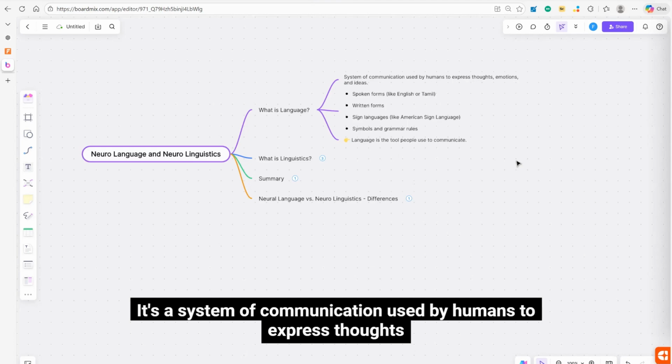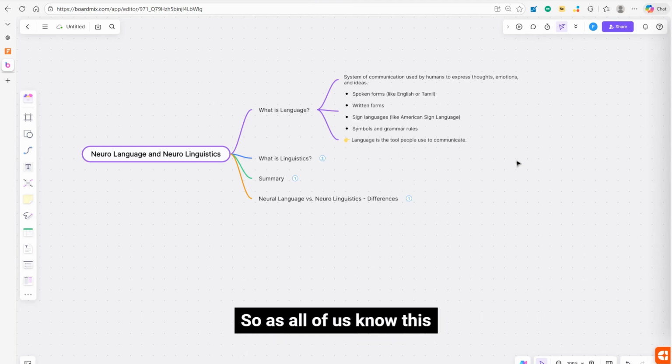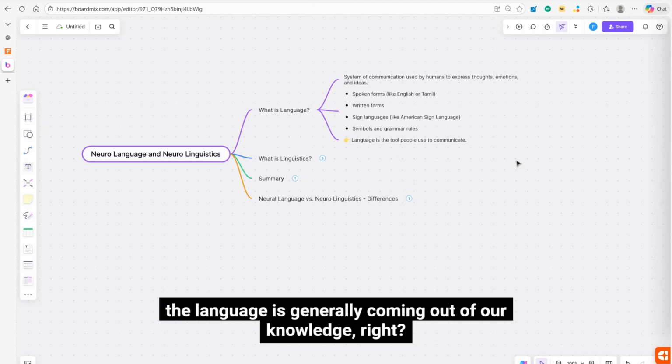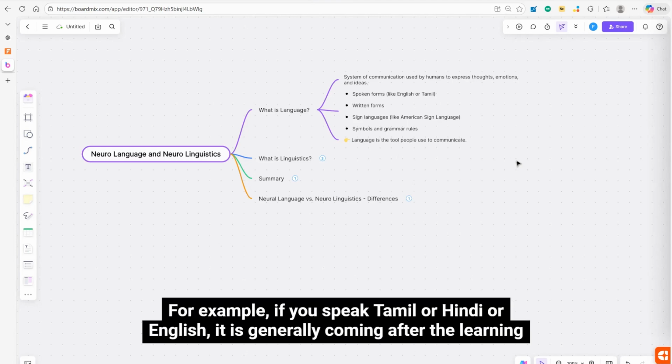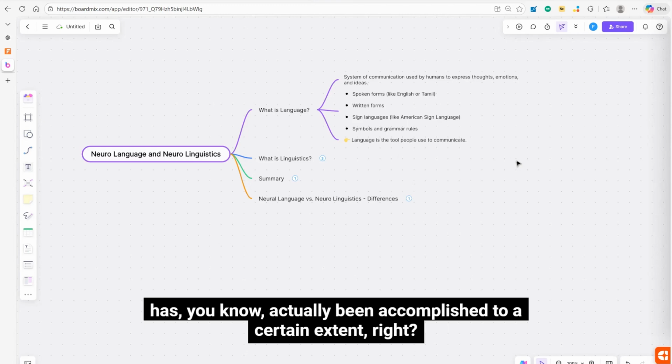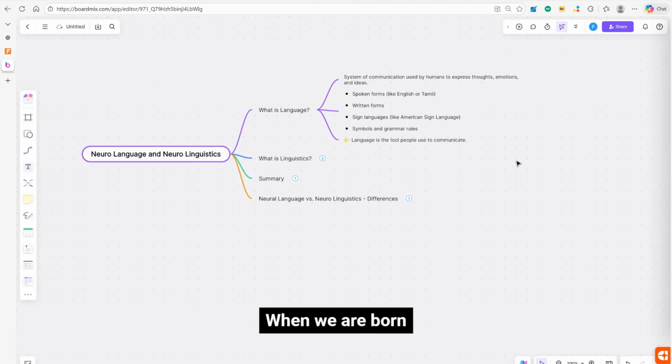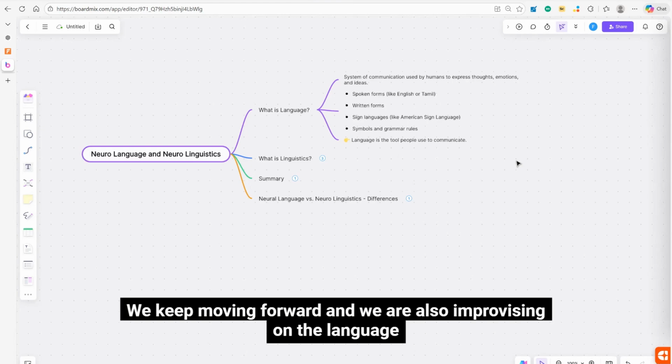It's a system of communication used by humans to express thoughts, emotions, and ideas. So, as all of us know, language generally comes out of our knowledge, right? Our knowledge of a specific language. For example, if you speak Tamil or Hindi or English, it generally comes after the learning has been accomplished to a certain extent, right? When we are born, we don't know any language. But as we keep learning, we keep moving forward and we are also improvising on the language.